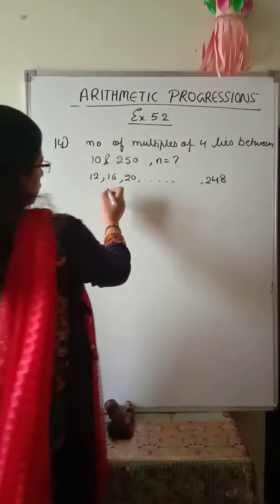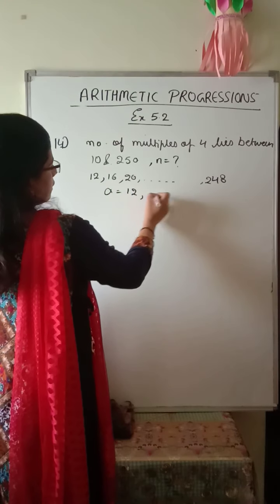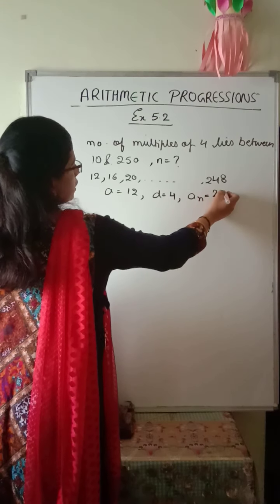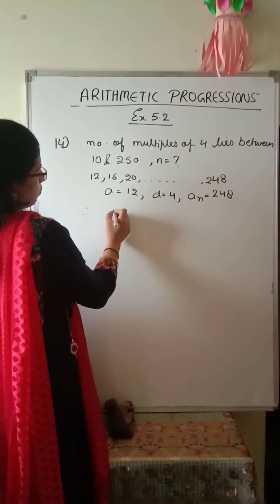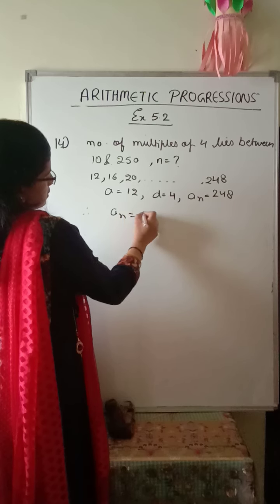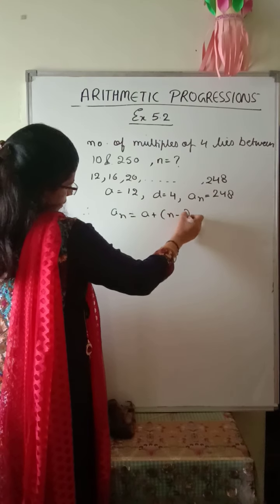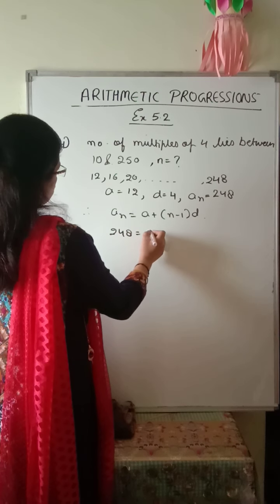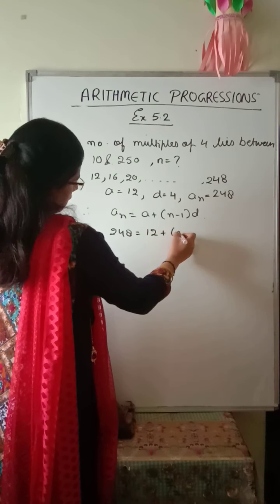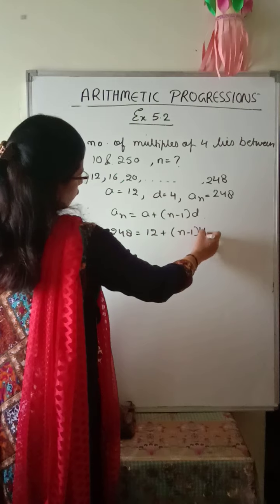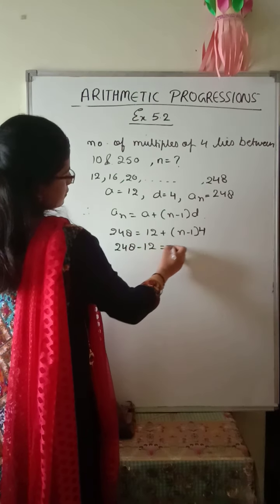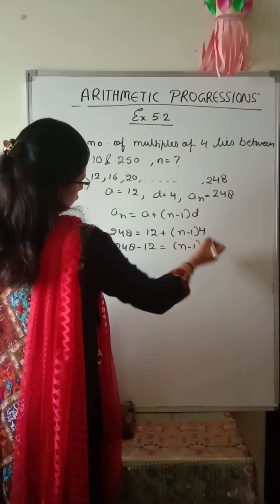Okay, so what we got? A is 12, D is obviously 4, and a nth term is 248. So therefore by formula, a nth term is equal to a plus (n minus 1) into D. What is a nth term? 248 equals a, which is 12, plus (n minus 1). What is D? 4. Bring 12 this side. So 248 minus 12 is equal to (n minus 1) into 4.